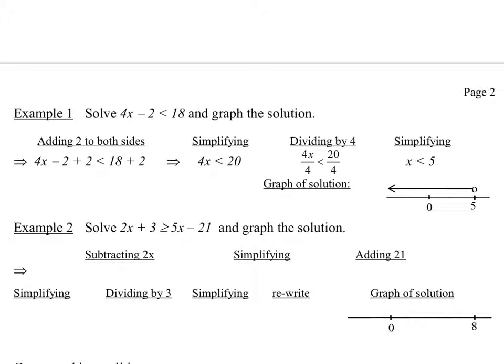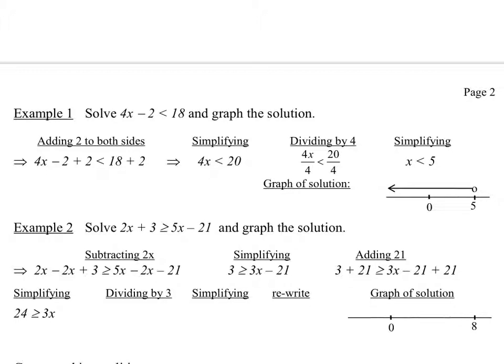And in example 2, it's another linear inequality. The first thing to do, we want to get all the x's on the same side. You could have them all on the left-hand side, or you could have them all on the right-hand side. If we subtract 2x from both sides, that should mean that we get all the x's on the right-hand side. And then if you want to get rid of that negative 21 there, we've got to add 21 to both sides, and that gives us, eventually, 24 is more than or equal to 3x.